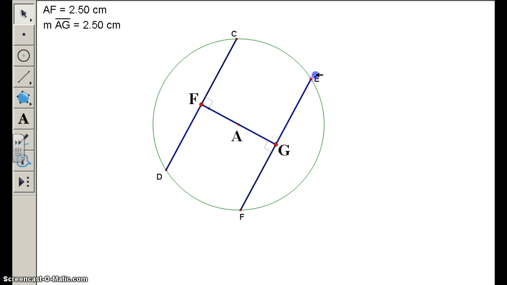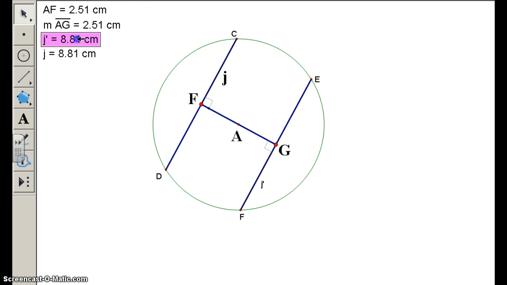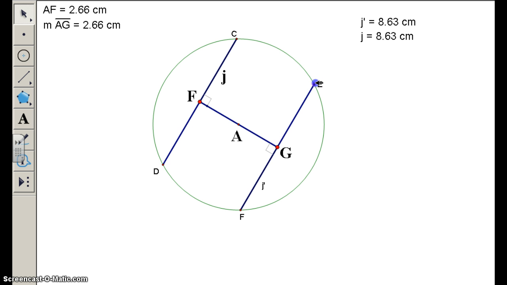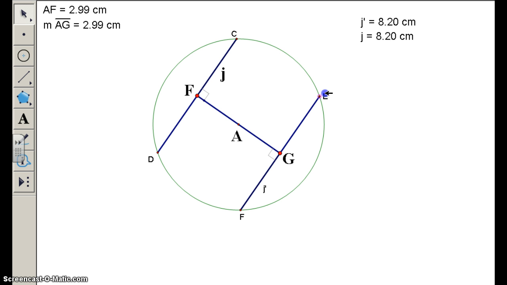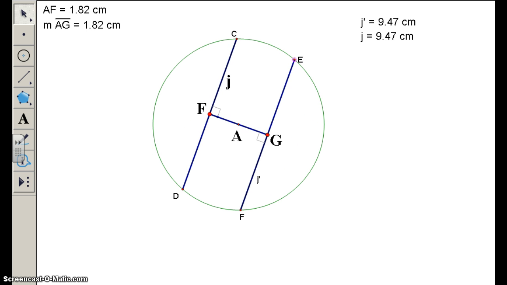Now if the distances are the same from the center, so they're equidistant from the center, there's a relationship between these chords. So let's measure the lengths of the chords and see what's happening. Look at that. The chord lengths are also congruent, or equal. The chords themselves are congruent. So when we have two chords that are equidistant from the center, then we know that those chords are congruent.